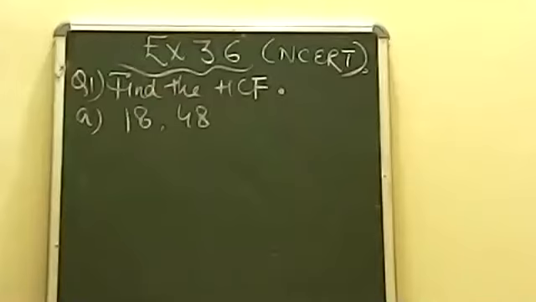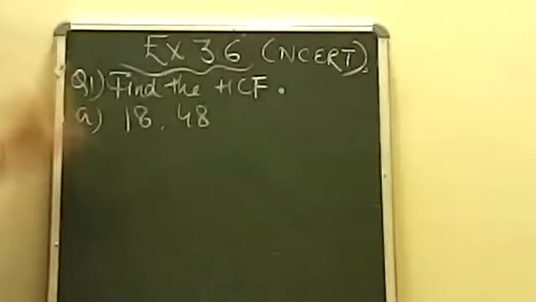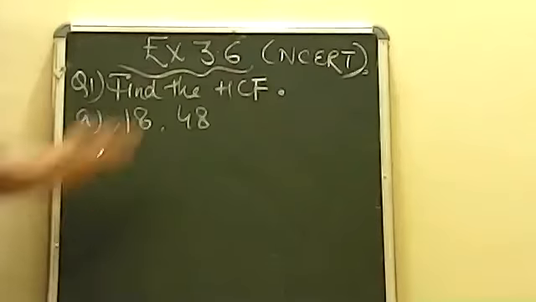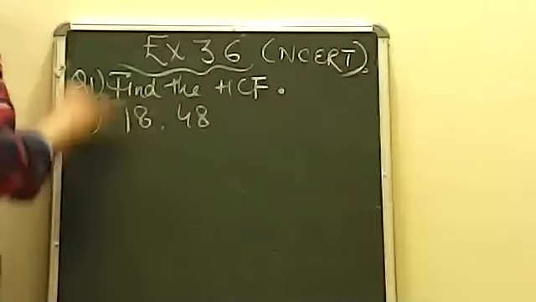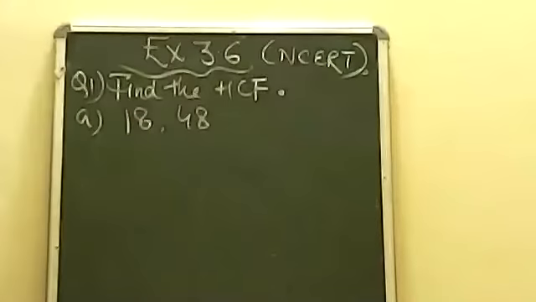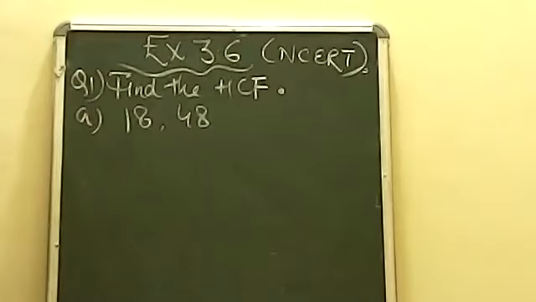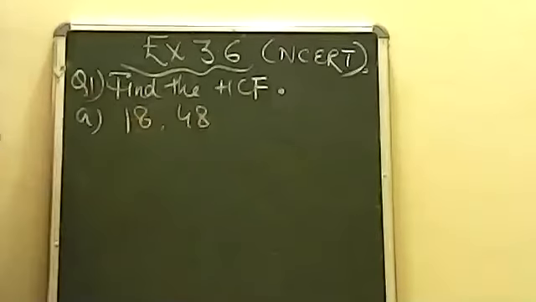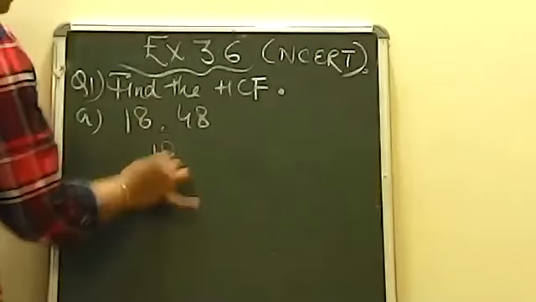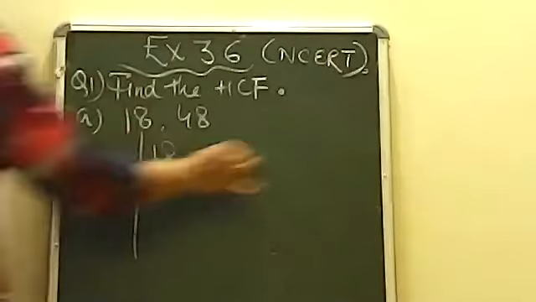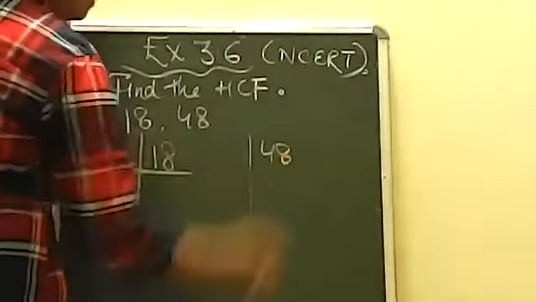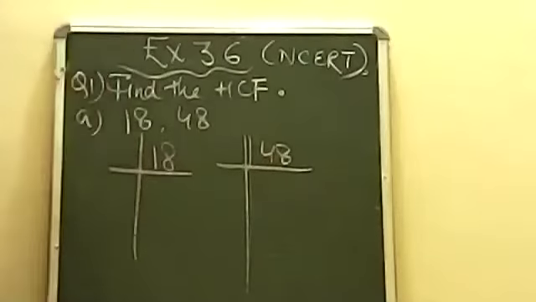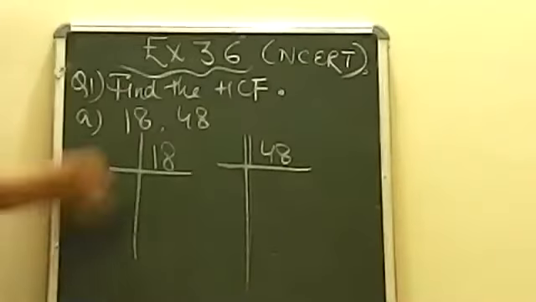So beta, first remember, just now we have understood the process of prime factorization. So this method is the prime factorization method, finding HCF by prime factorization. In that, what do we do? The first step, we take out the prime factorization of both the numbers. Let us find the prime factorization of 18 on this side, and on this side we will do the prime factorization of 48.